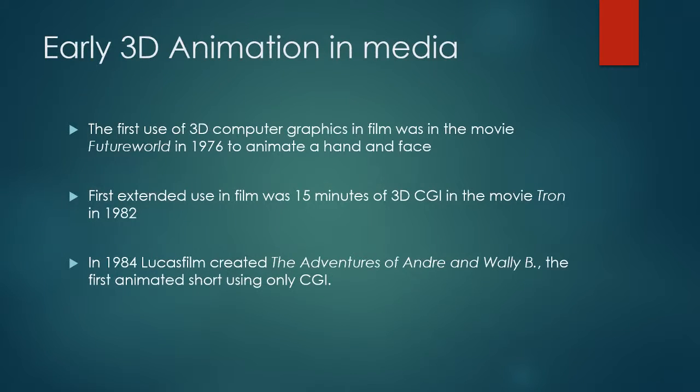The first use of 3D graphics in film was in the 1976 movie Futureworld, and it was done animating a hand and a face. The first extended use in film was 15 minutes of complete CGI in the movie Tron in 1982. In 1984, Lucasfilm released The Adventures of André and Wally B., which is the first animated short using only CGI.